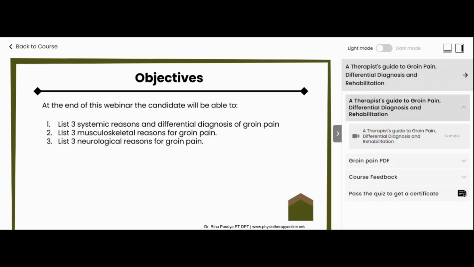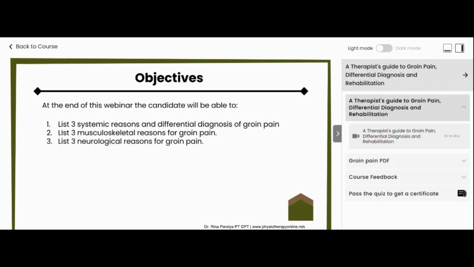There's a reason why I haven't mentioned the rehabilitation techniques, and that's because I believe that every therapist has their own method, practice, and preference towards rehabilitation. However, we are going to touch upon some evidence-based rehab techniques and outcomes. So I hope this course will give us a multifaceted look towards the origin of groin pain.